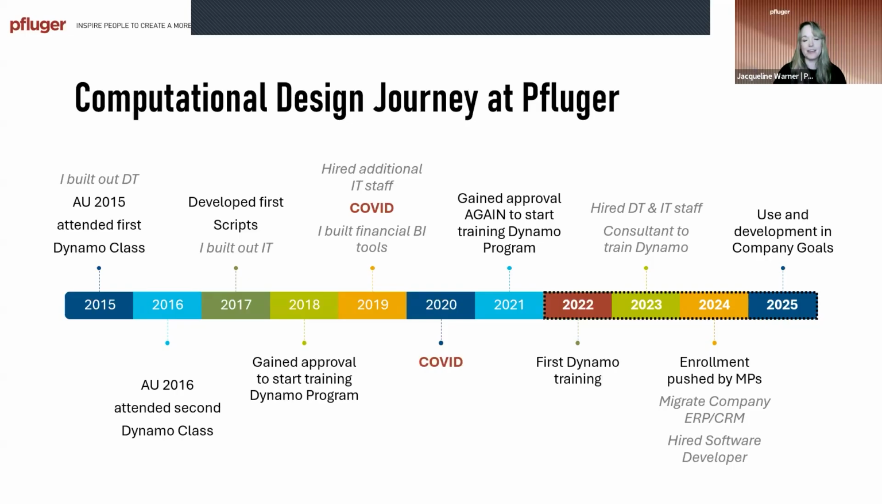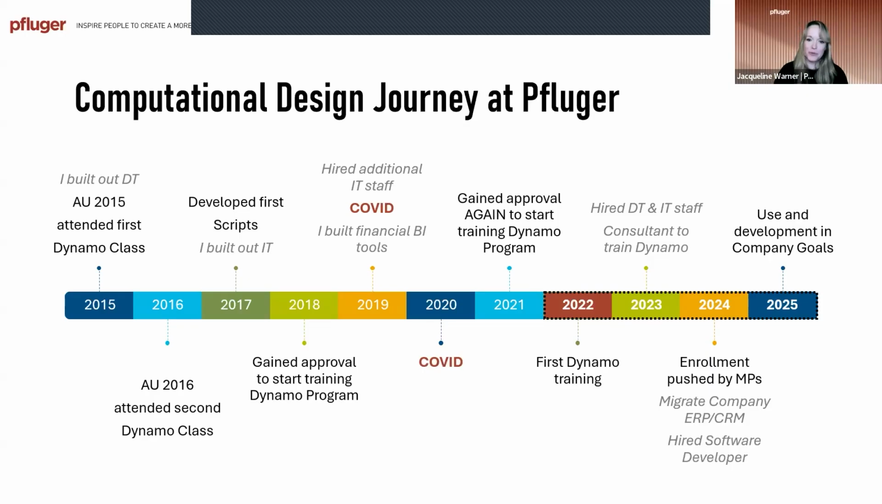And then the following year, I finally gained approval to start a Dynamo training program. And then the next year, COVID happened. And in addition to that, I got more stuff added to my plate. I got the making of all of our financial BI tools. Then COVID's still a thing.